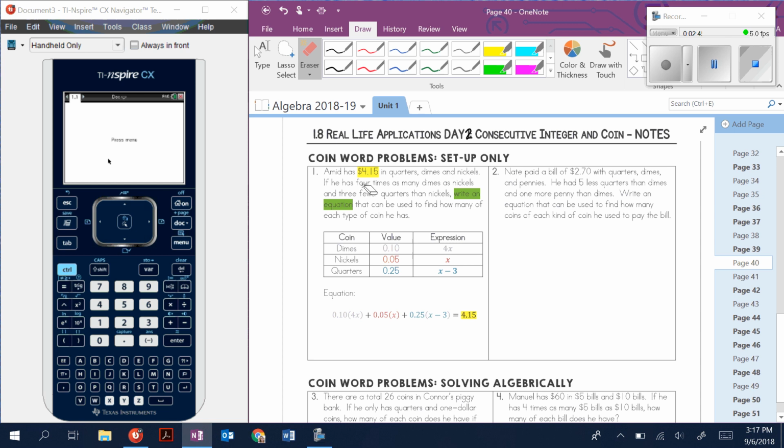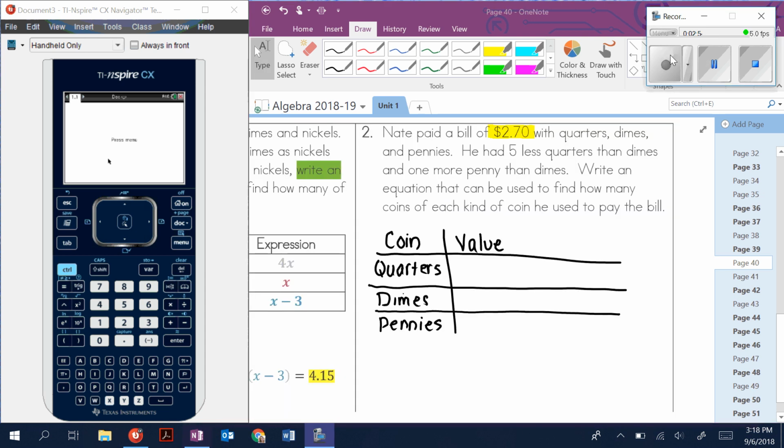Okay, let's try number 2 on our own. So Nate is paying a bill of $2.70 with quarters, dimes, and pennies. All right, let's set up our chart. Okay, so here's my chart. I'm labeling it as the coin, and I wrote in quarters, dimes, and pennies. Okay, so we're always going to do this. We're always going to be mindful of what coins we have.